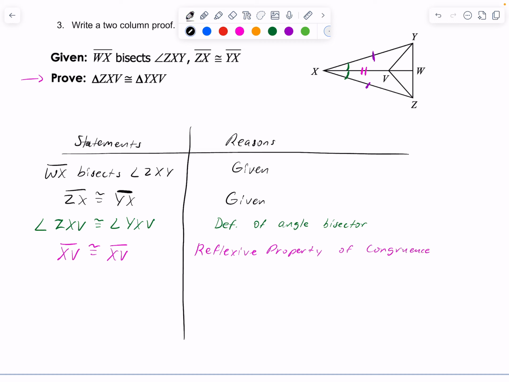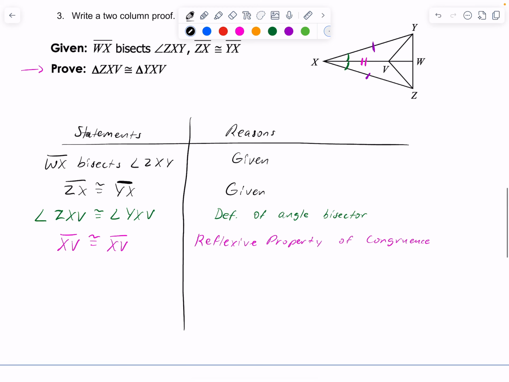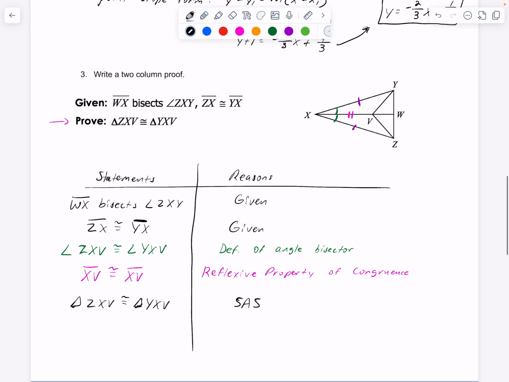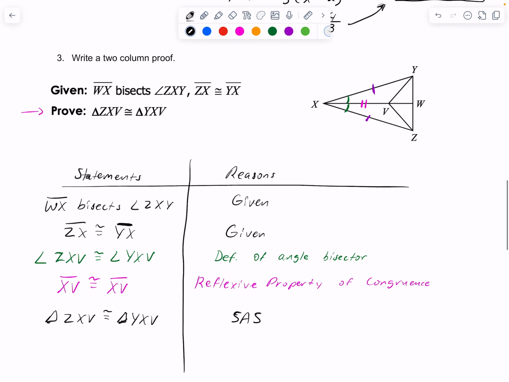Okay, and then finally, after I have that, I have everything I need to prove these triangles are congruent. So I'm going to say triangle ZXV is congruent to triangle YXV, and that would be side, angle, side. All right, so hopefully you see that this is using new things, but also using lots of things we've used since pretty much every unit since the beginning of the school year.